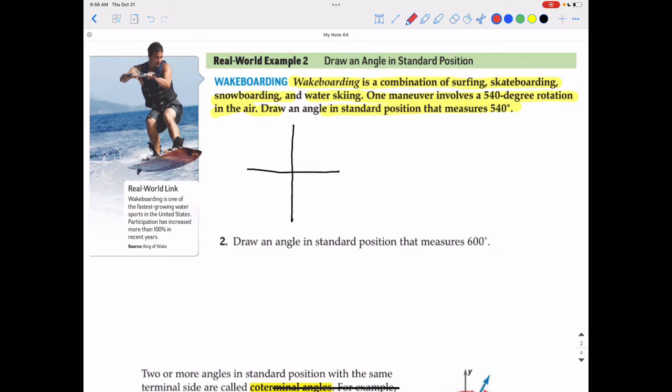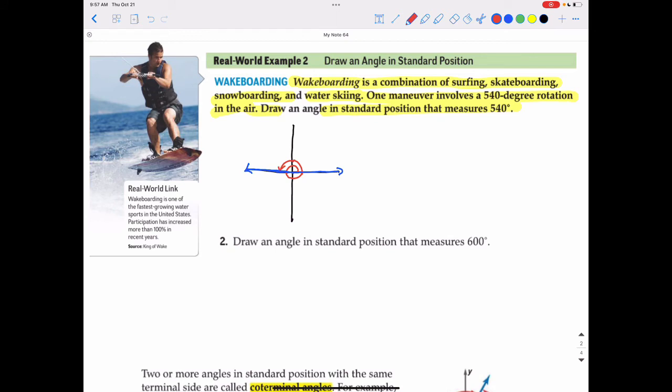So 540 degrees would be, one full rotation is 360. If I add another 90 degrees to 360, I get 450. And if I add another 90 degrees to that, I get 540. So my initial side, of course, would be on the x-axis on the right side, but 540 degrees would end on the x-axis on the left side. So that would represent a 540 degree angle.